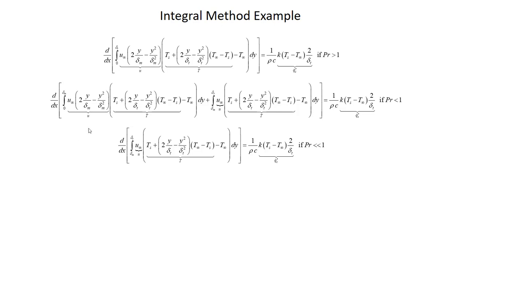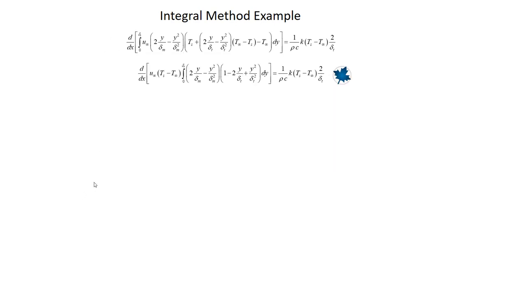So we're going to move forward with this top version of the equation, which assumes that the Prandtl number is greater than 1. And I guess you can see what would happen if we used these other two. So here's the top version.